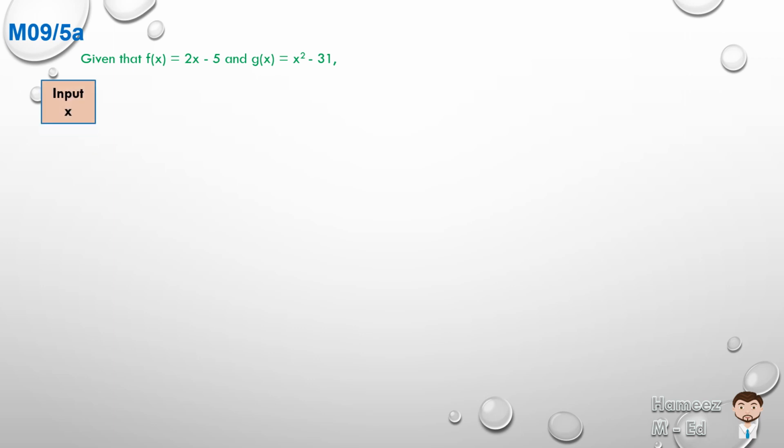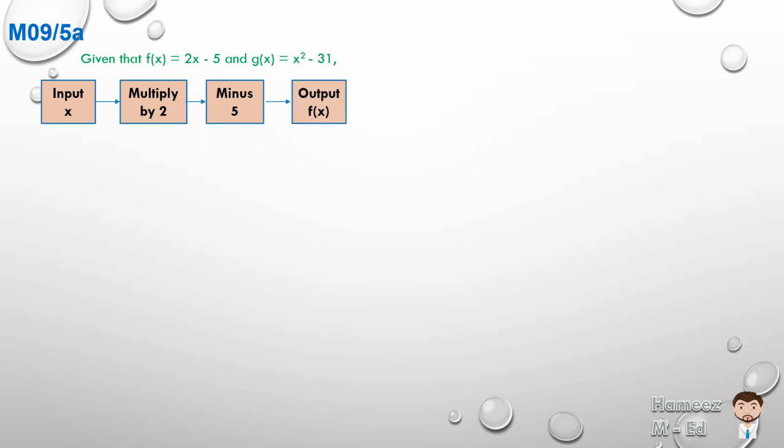May 2009, number 5a. Given that f of x is equal to 2x minus 5 and g of x is equal to x squared minus 31. So there are different ways we can look at this. Let's draw a little flow chart so we can look at the functions. So let's look at f of x. If we input and we call that x and then we multiply by 2, that will give us 2x. And then we minus 5, that will give us our answer, our output. And we will call that output y, or in this case, a function of x, f of x.